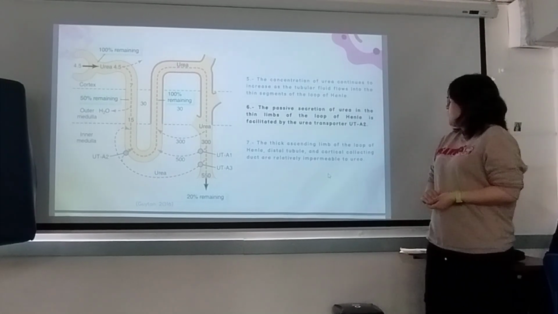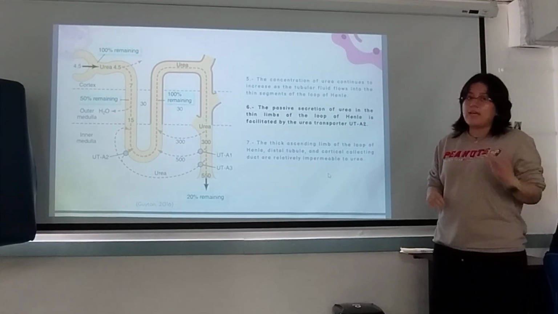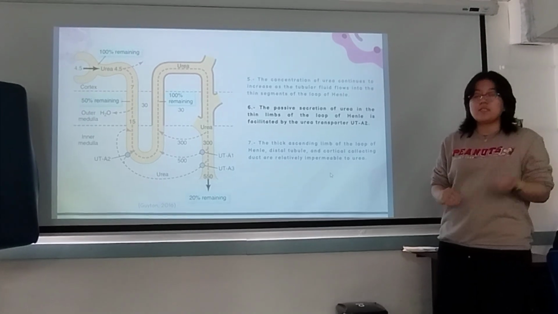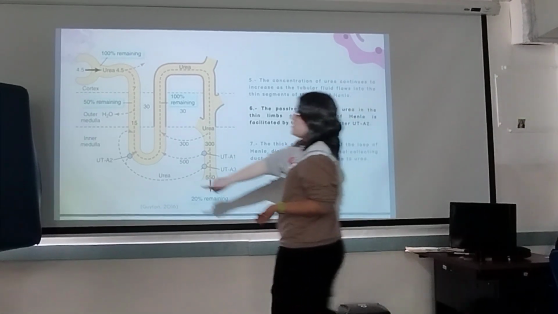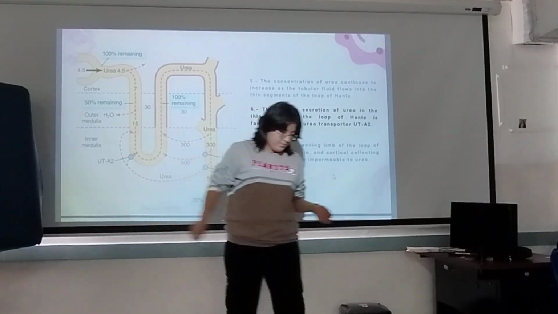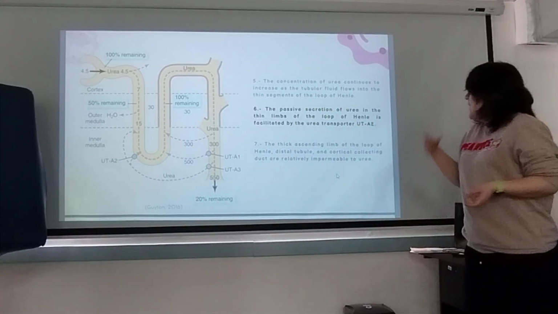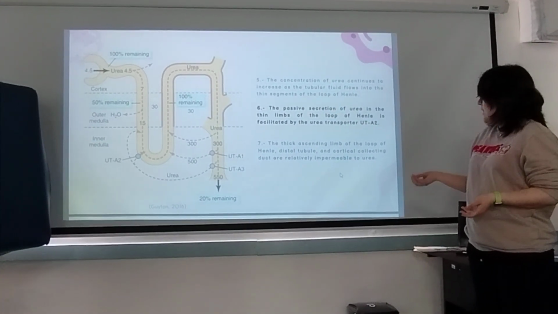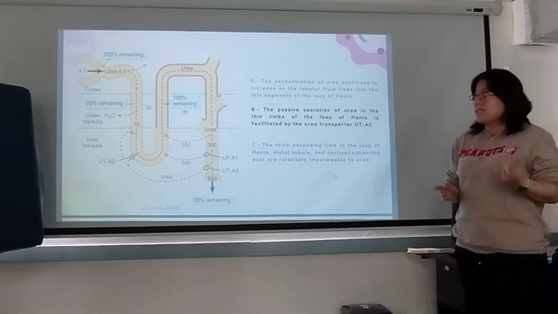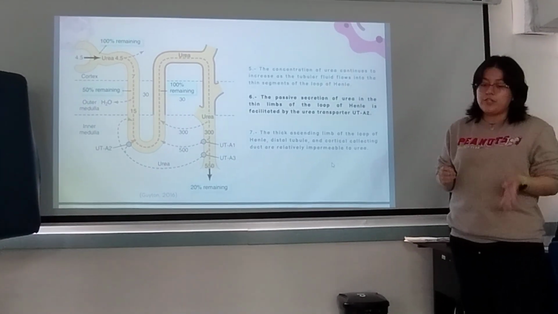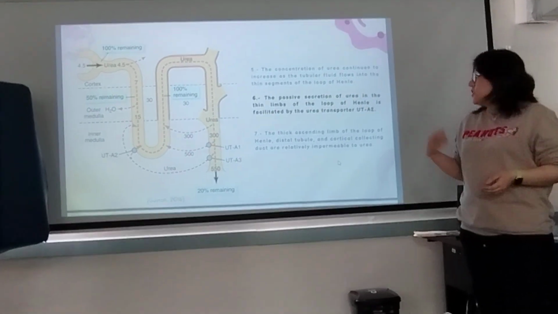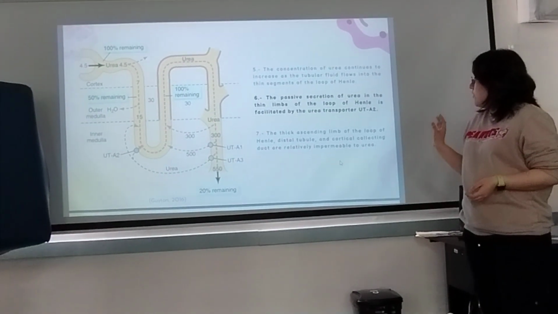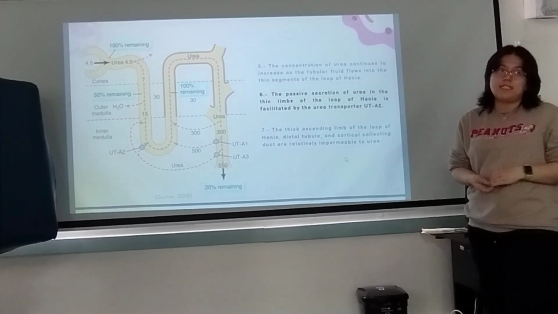The passive secretion of urea in the thin limbs of the loop of Henle is facilitated by the urea transporter, also known as UT-A2, as we can see here. The thick ascending limb of the loop of Henle and distal tubule cortical collecting ducts are relatively impermeable to urea. We have to say that some amount of urea is retained in these tubular segments.